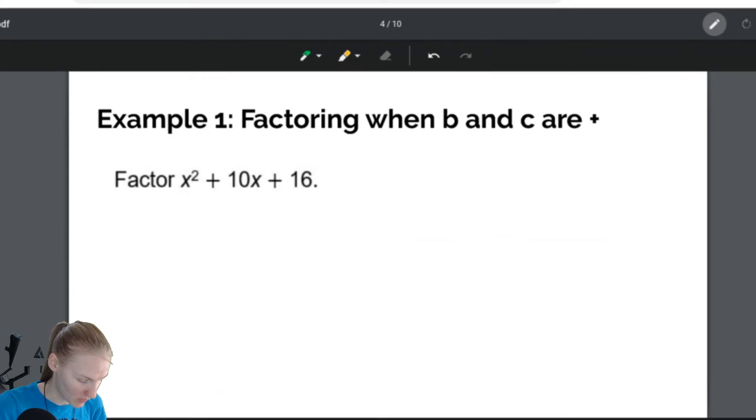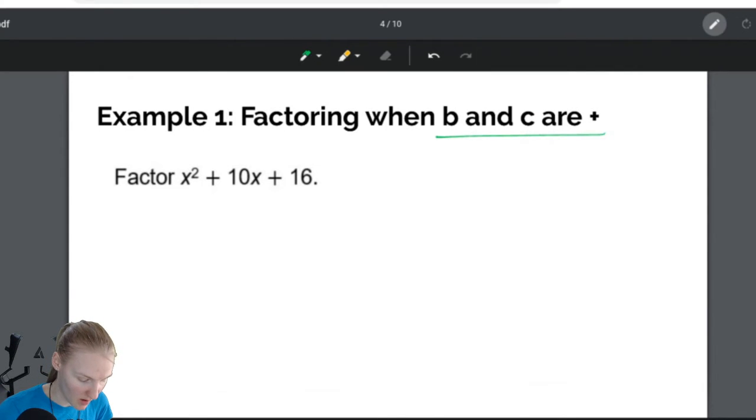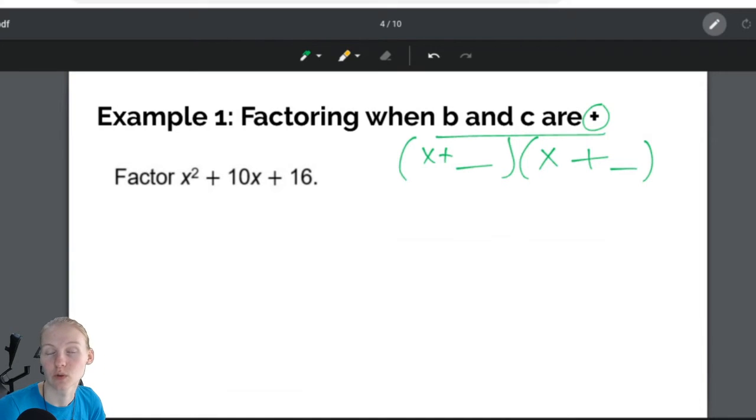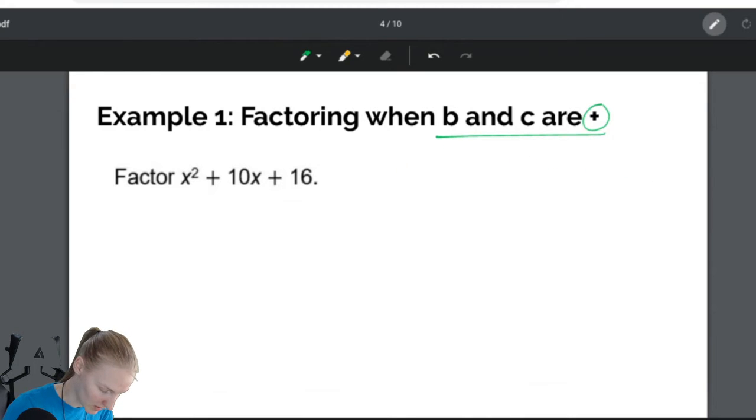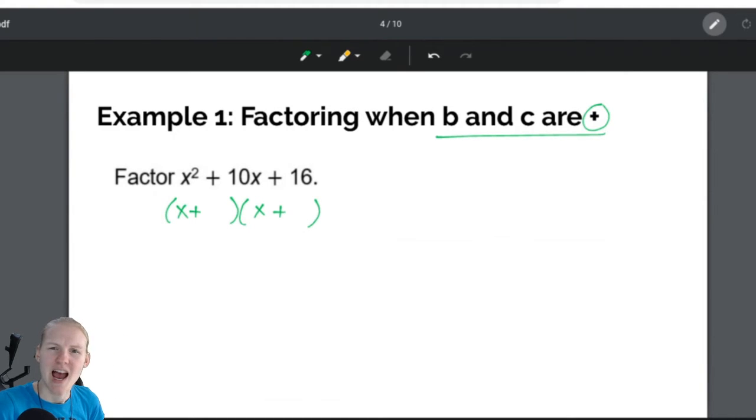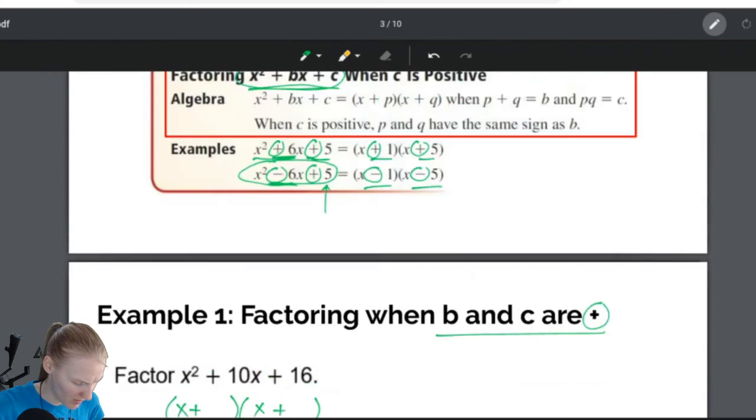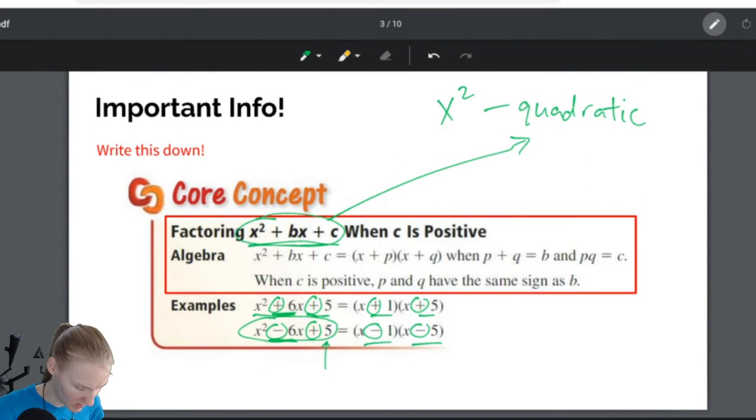So, I'm going to factor when b and c are positive. Because they're both positive, I know that that means my factors are going to be positive as well. So I'm going to get x plus something times x plus something. That's what I'm going to end up with in the end. So, let's write that right over here. We're going to have x plus something times x plus something. How do I figure out what those two somethings are? How did they figure out up here that they needed 5 and 1? How did they figure out these numbers?